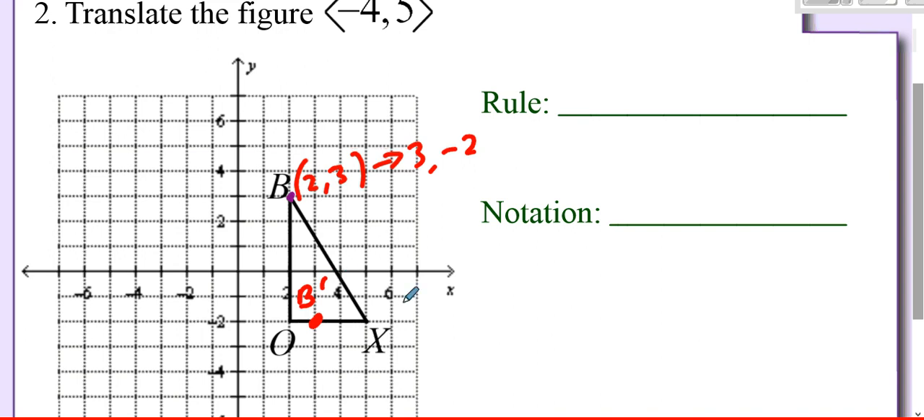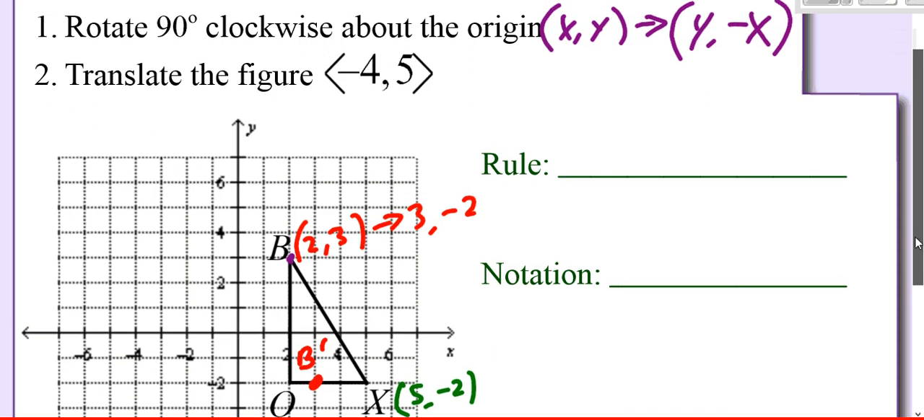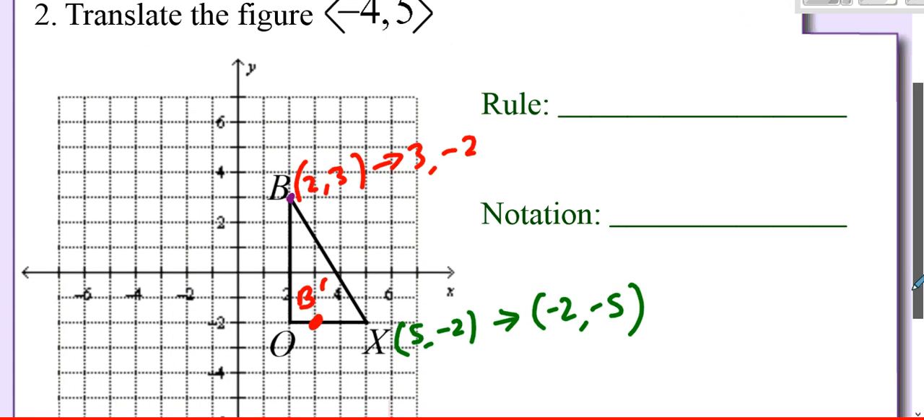We can do the same thing with X, which is starting out at 5, -2. The rule says that X and Y change places, and X is going to go from 5 to a -5. So -2, -5.